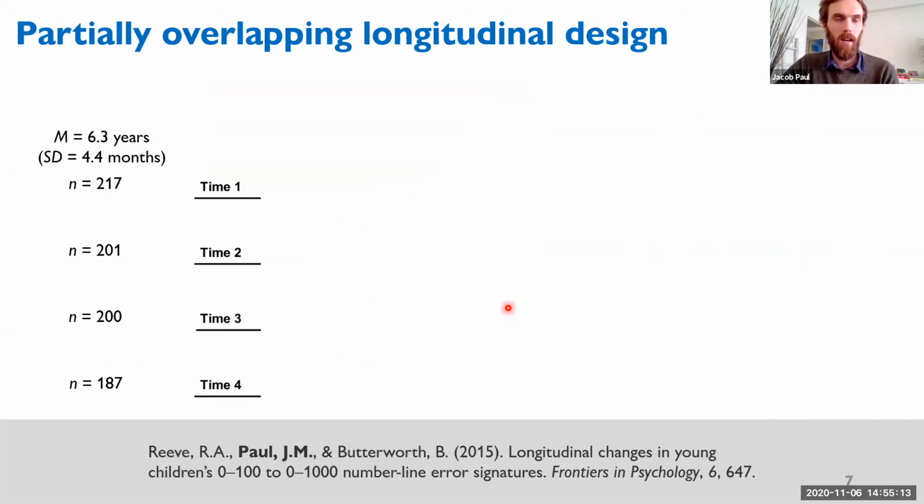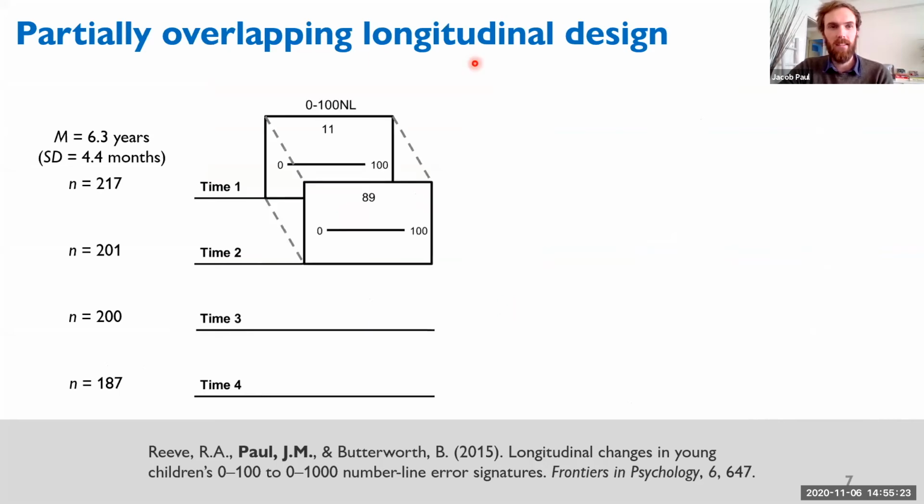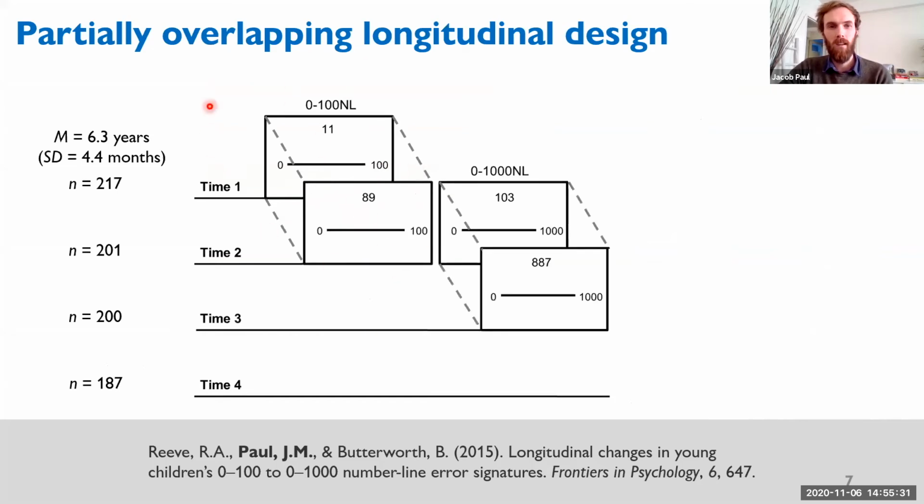So to do that, we looked at 4 time points and children were assessed roughly 12 months apart. And we used what I'm calling a partially overlapping longitudinal design. What I mean by that is at the first time point, we collected 0 to 100 number line performance, and also at the second time point. This way we could measure the change between those two time points.